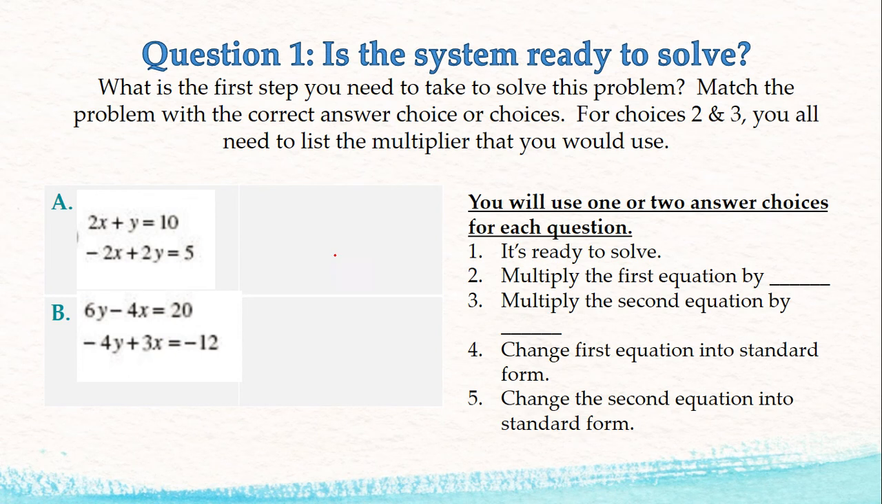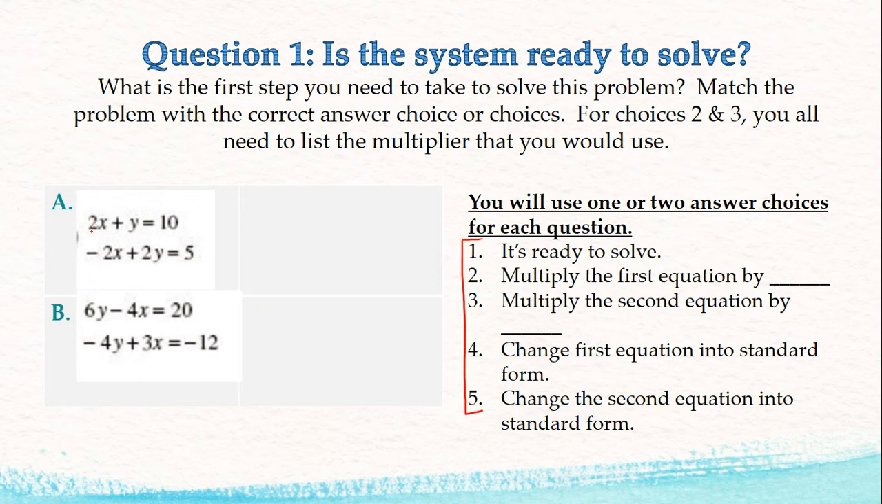Okay, we're going to take a look quick at question number 1. We're going to go through just a couple examples to help get you started on the right track. So it asks us if the system is ready to solve. We want to match the first step for the problem. Okay, so here are your choices, and you are going to pick a choice for A, B, C, and D.